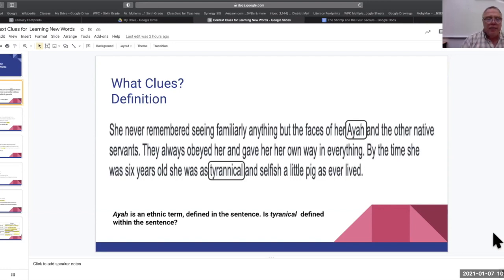Okay, her nursemaid. And so she never remembers seeing familiarly anything but the faces of her nurse and the other native servants. She always obeyed her and gave her her own way in everything. So you can see right here that ayah is in charge of her. By the time she was 6 years old, she was as tyrannical and selfish a little pig as ever lived. So what does tyrannical mean? On your whiteboards again, look for the clues.